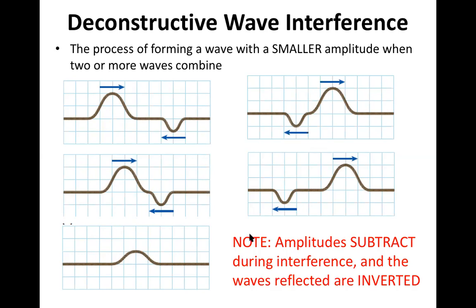And then, just like with constructive wave interference, after the interference, the crest and the trough continue on in their original direction. So this crest with an amplitude of 2 that was going to the right continues going to the right with an amplitude of 2.